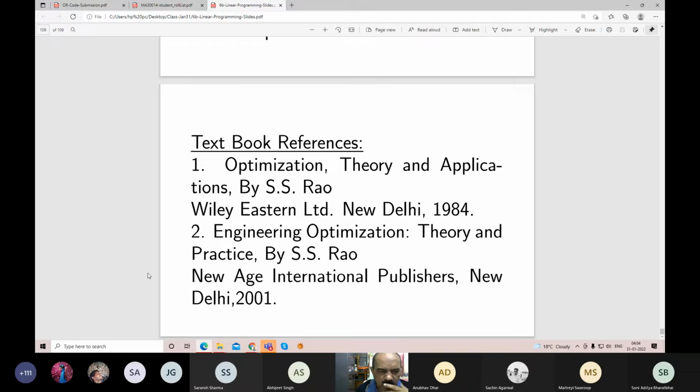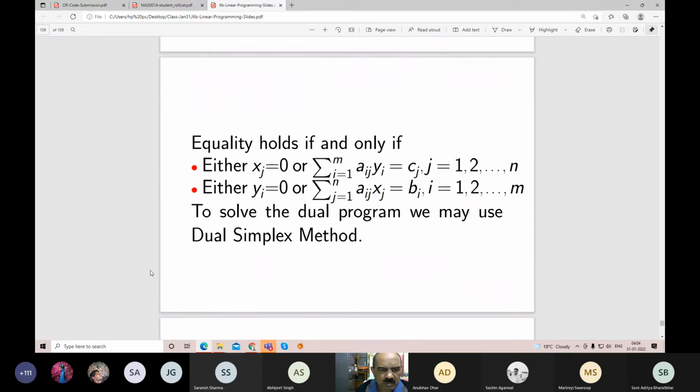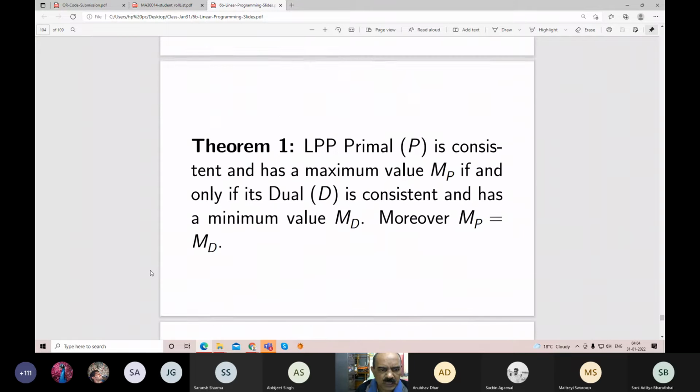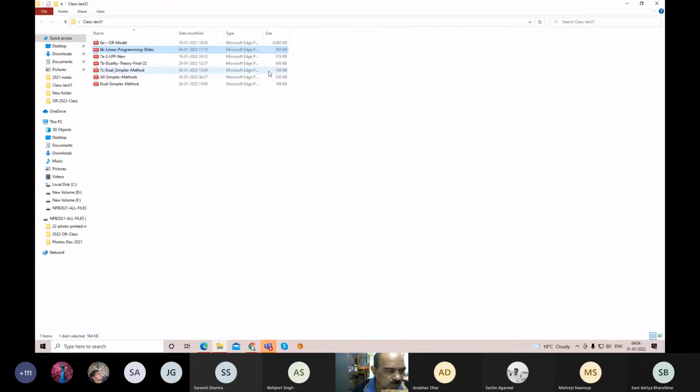Now, whatever we discussed in this problem, theorem 1 and theorem 2, we would like to demonstrate with some example. Then I'll come to the theorem. This I have already given, no need of giving the same slide to you. Okay.